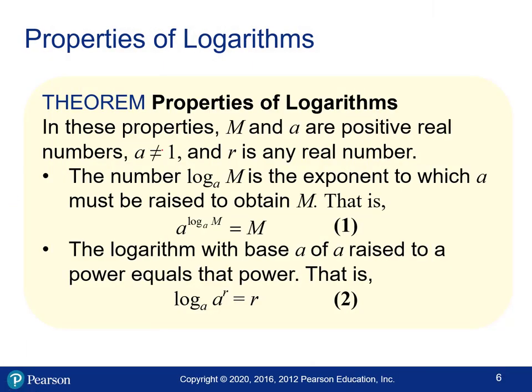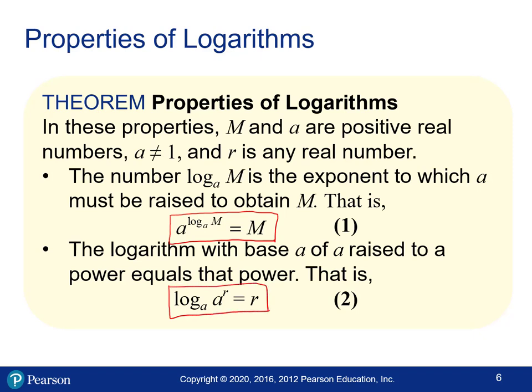So let's talk about two more properties. So these ones, we have a few assumptions we have to make. M and a are both positive real numbers. A can't be 1, and r is any real number. Okay, so here are the next two properties. That a raised to the power or exponent, that's log base a of m, that's always just going to equal m. And then the other property says log base a of a to the r has to be r.